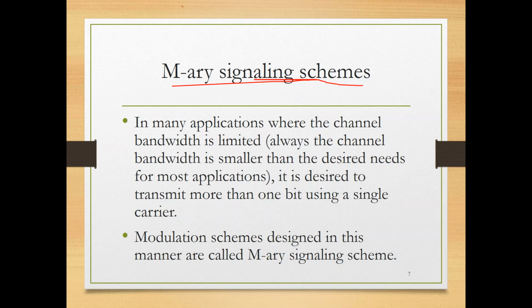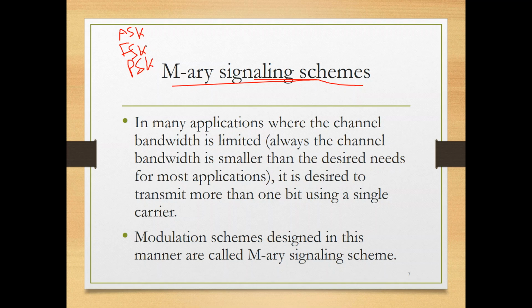Good. Now, let's talk a little bit about M-ary signaling schemes. We said in the previous modulation schemes, ASK, FSK, PSK, P for phase, F for frequency, A for amplitude: amplitude shift keying, frequency shift keying, phase shift keying. We call these digital modulation schemes.